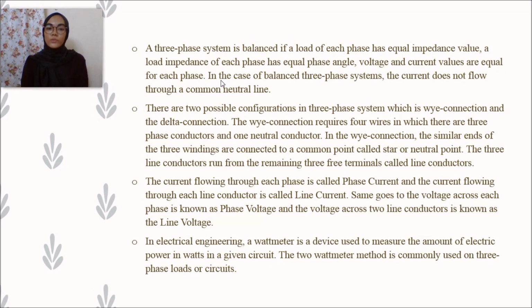The current flowing through each phase is called the phase current, and the current flowing through each line conductor is called the line current. Same goes for the voltage: the voltage across each phase is known as the phase voltage, and the voltage across two line conductors is known as the line voltage.